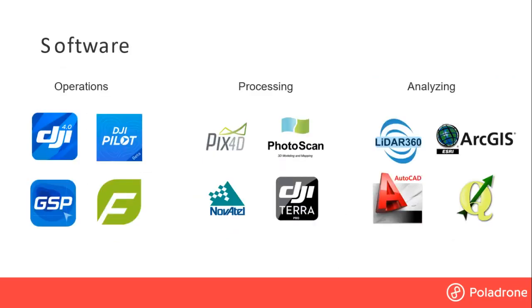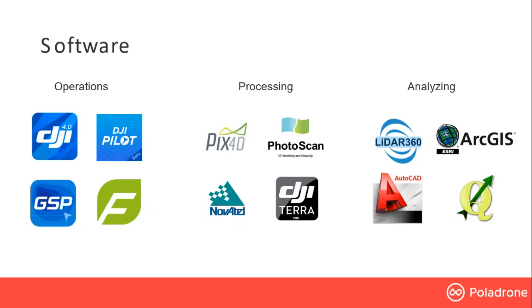And coming to the software, we have three parts. Basically it's operations, which helps you to fly the drone, then processing, which helps to stitch your photos, and also analyzing, which helps give you different kinds of analysis. So different software is used for different functions.